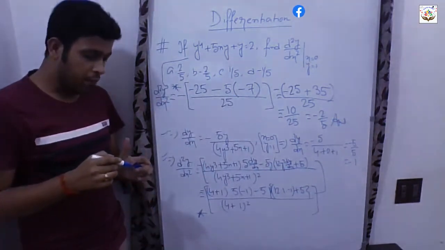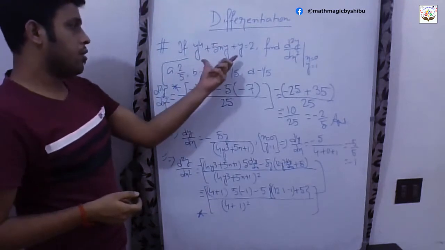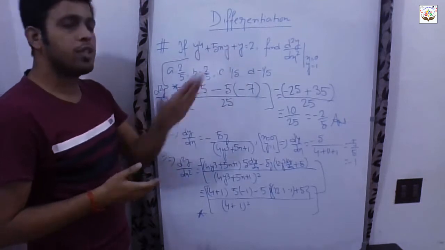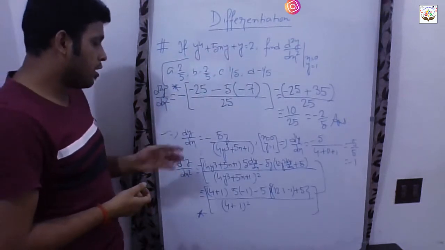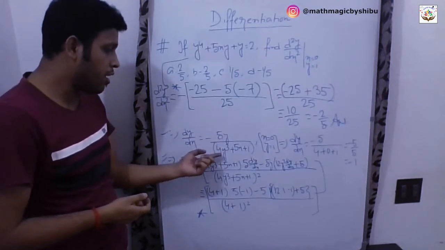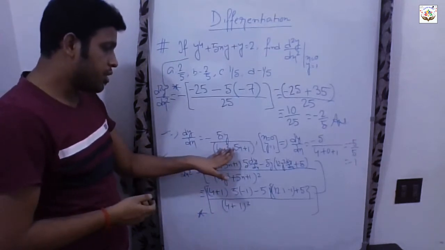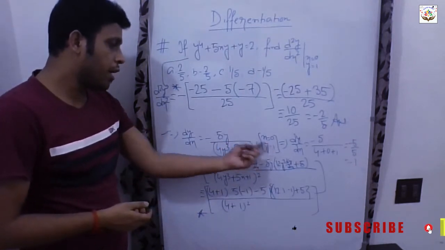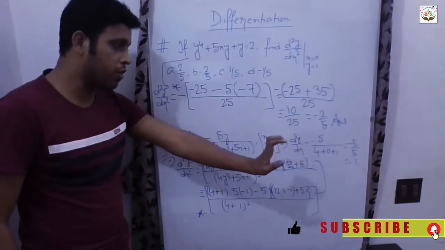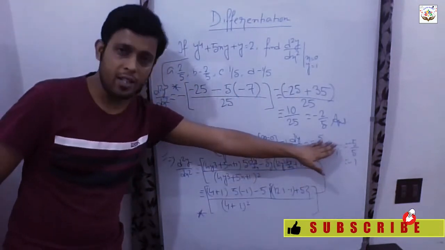So let me once recap the solution. First, from this expression we did the differentiation with respect to x on both the sides, and we found dy dx as minus 5y divided by 4y cube plus 5x plus 1. From this expression, after putting x equals to 0 and y equals to 1, we found the value of dy dx, which came as minus 1. Now keep that part as it is.